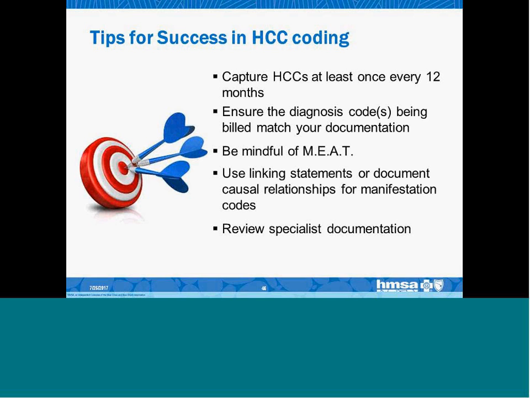Be mindful of your MEAT. Each condition should have evidence of being managed, evaluated, assessed, or treated. If your patient has conditions where one diagnosis is linked to another, be sure you document the causal relationship or the manifestation codes. Review specialist documentation. You're probably already doing this in order to confirm or disconfirm your RAF codes, but you'll want to expand that to all of your patients.